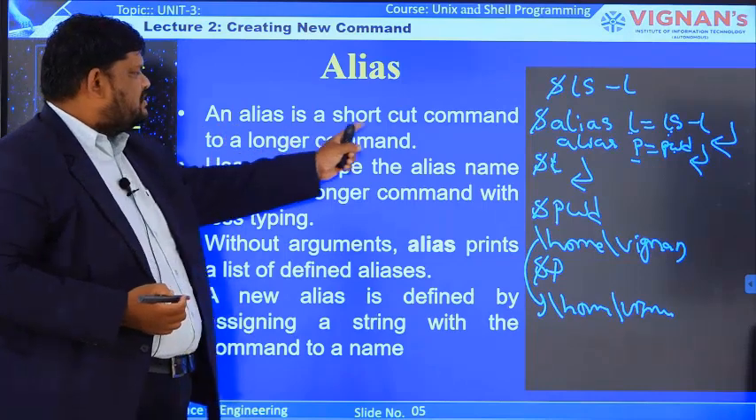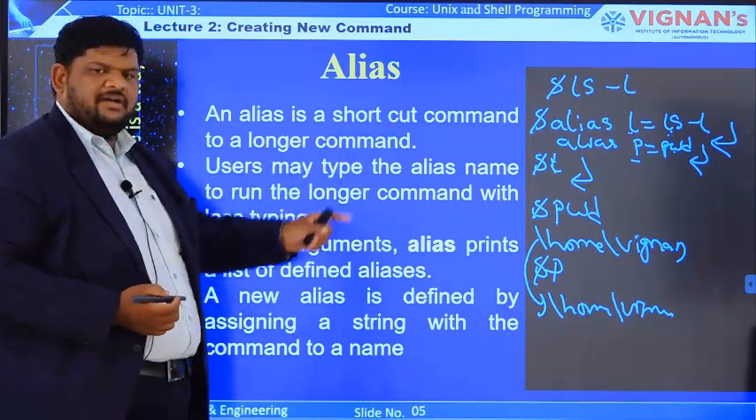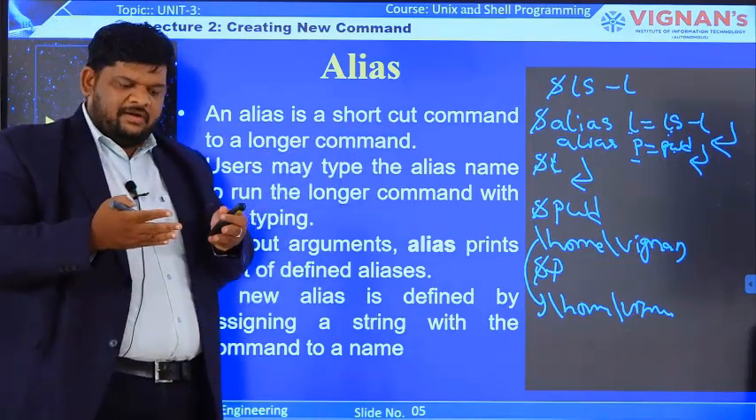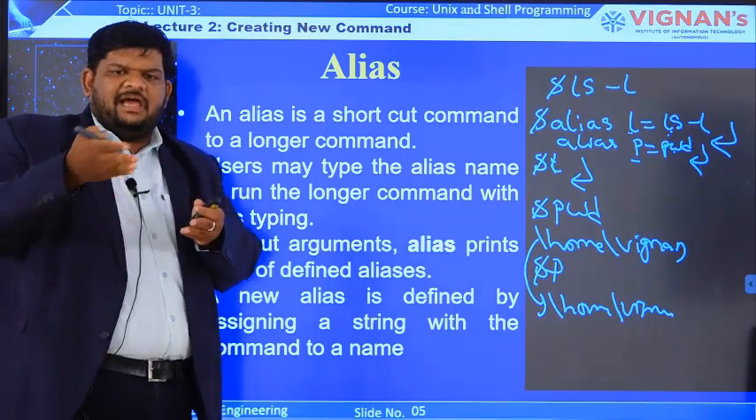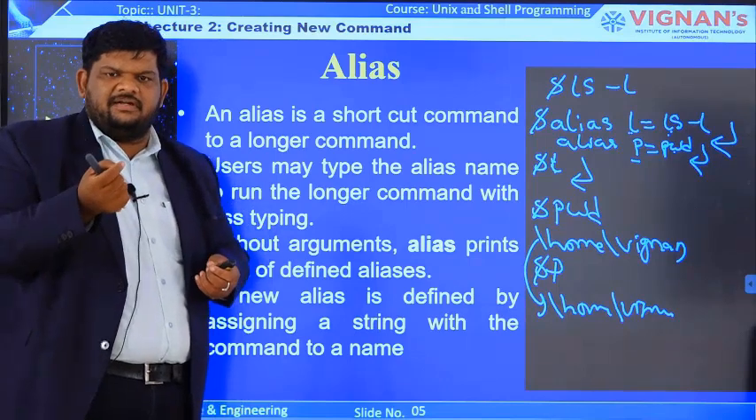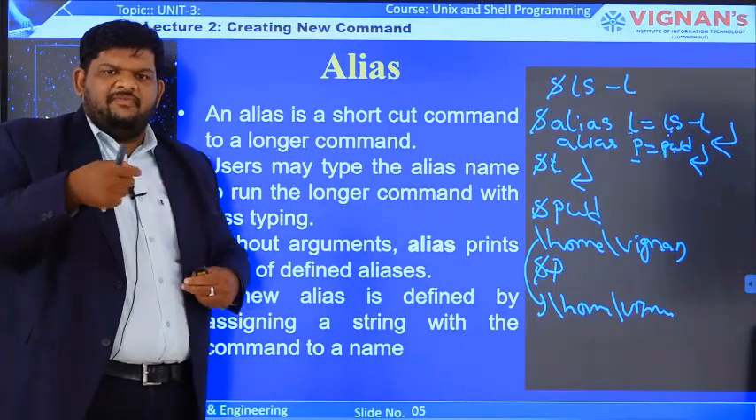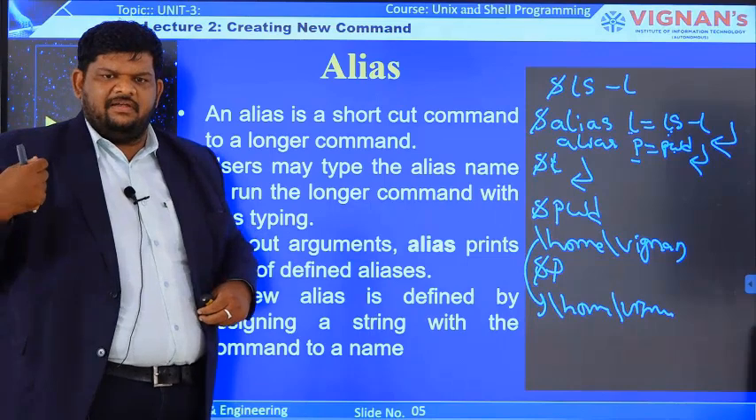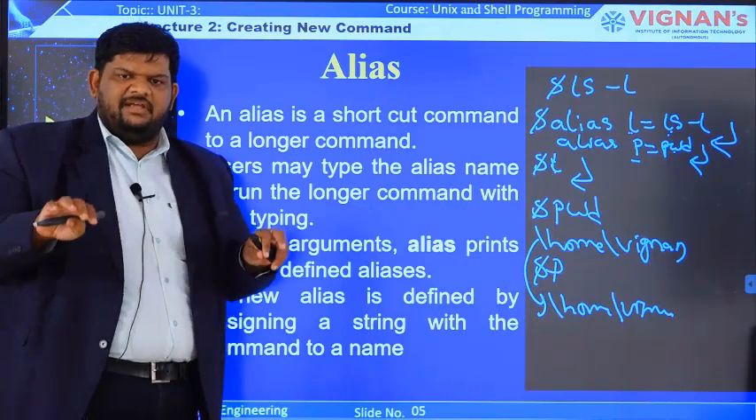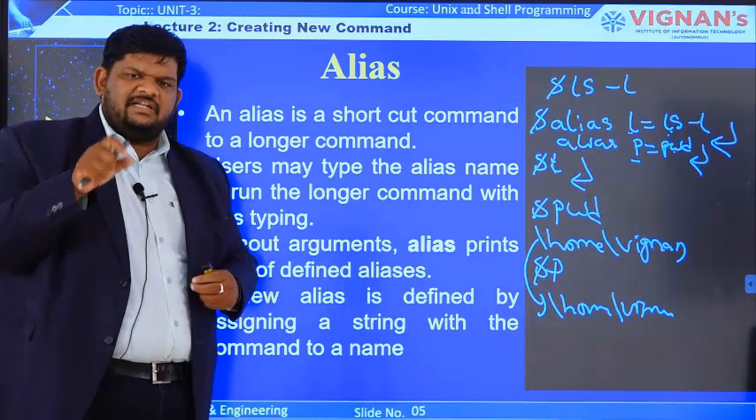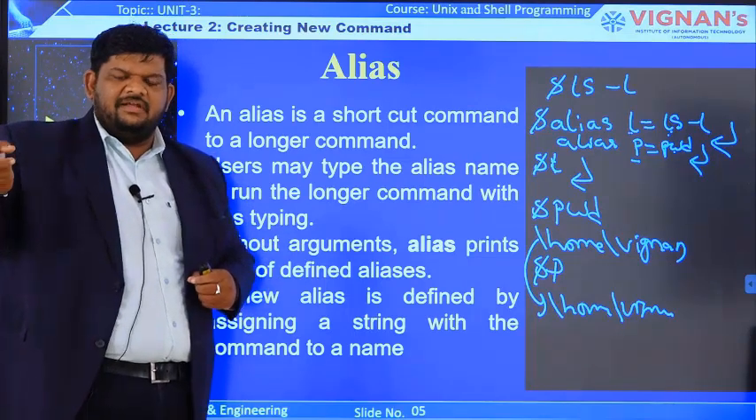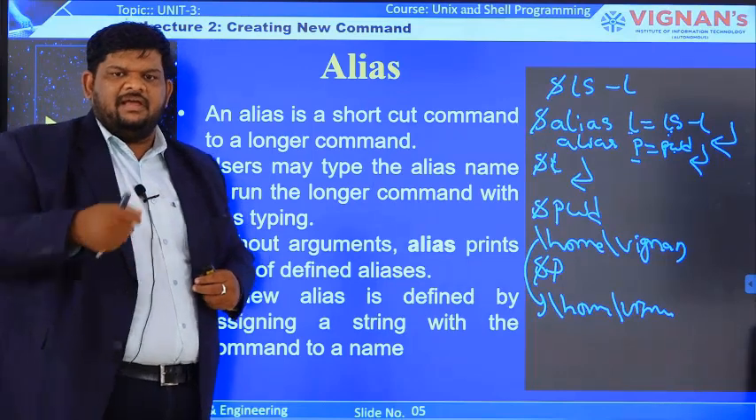An alias is a shortcut command for a longer command. If any longer commands or sequences of commands are there, we can create an alias name for them, a very short name. By using this shortcut name frequently, there is no problem, because there is no need to type the entire command always. What result we get from the original command, we get the same result from the alias command.